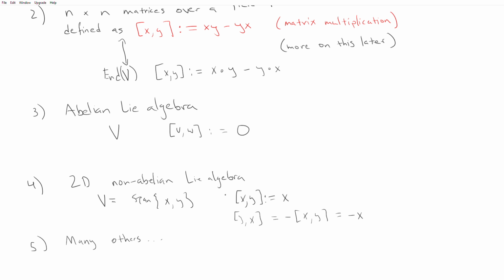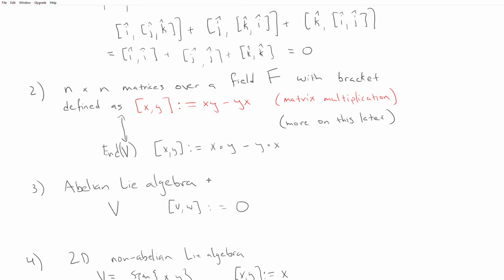And of course, there are many, many other Lie algebras. The ones that will be of most interest will be the semi-simple Lie algebras. That's what we'll spend a lot of time talking about. And that's basically a few examples.